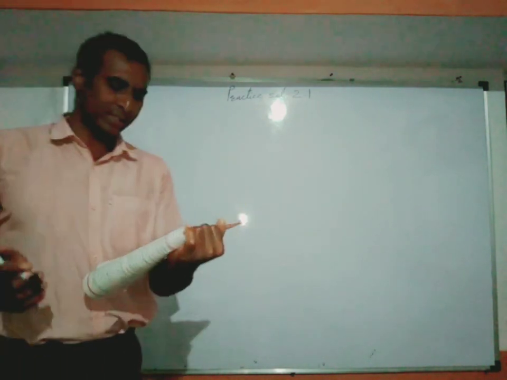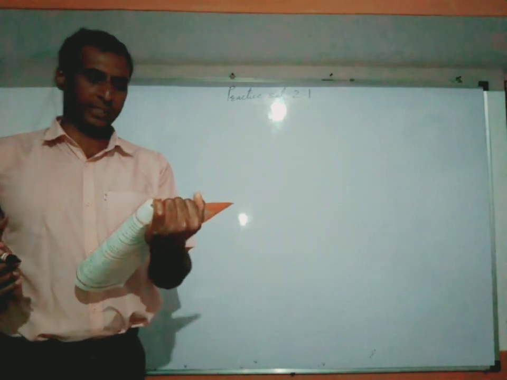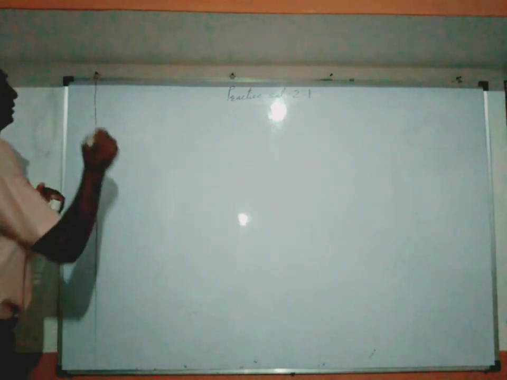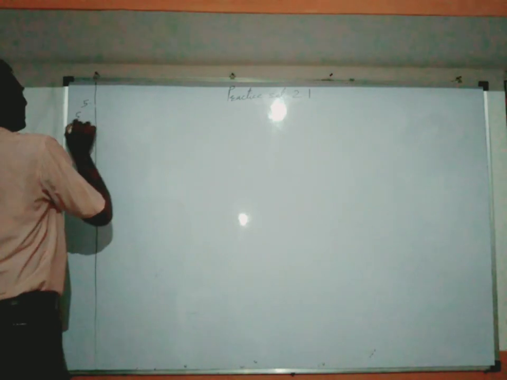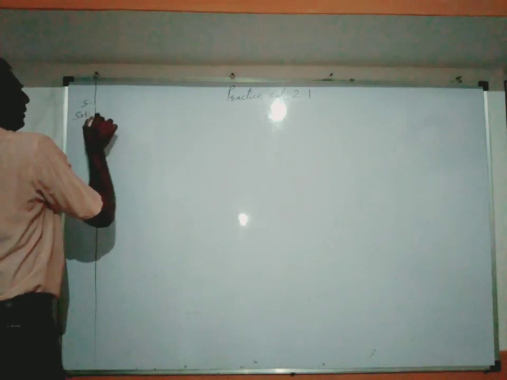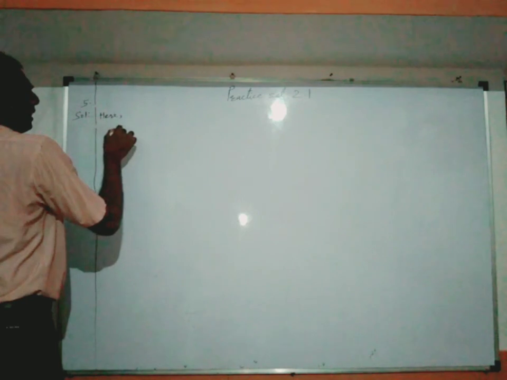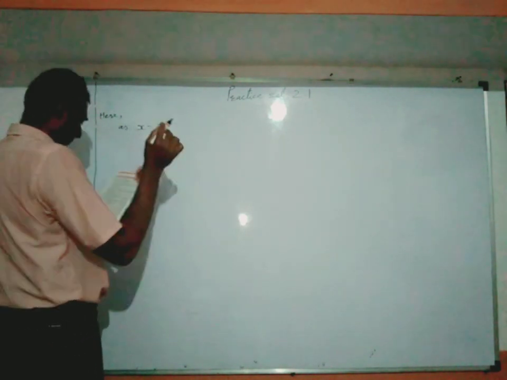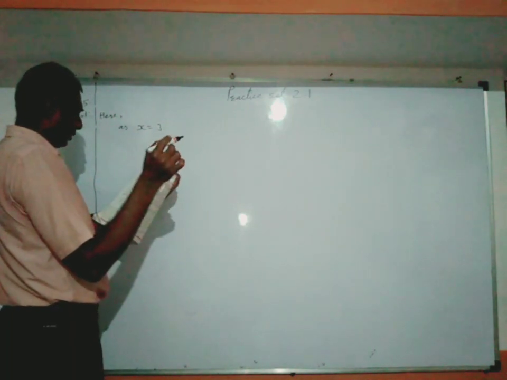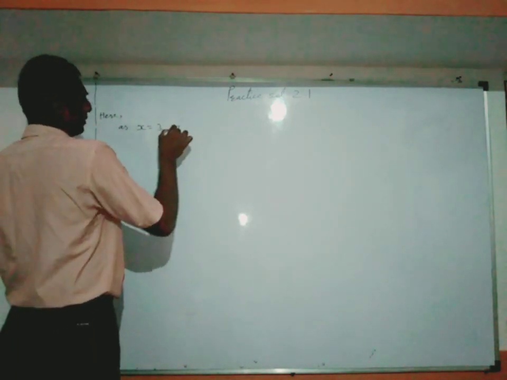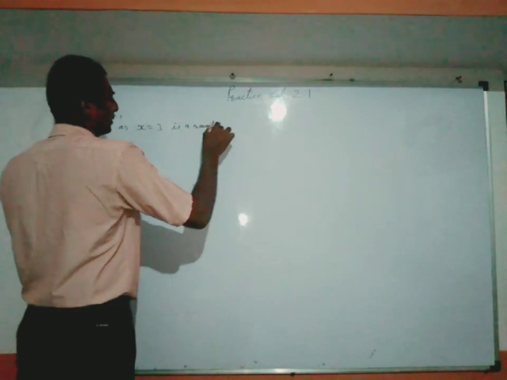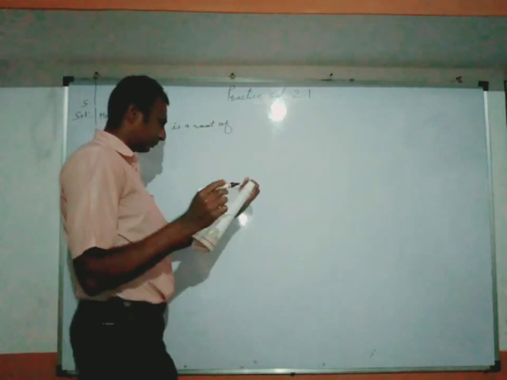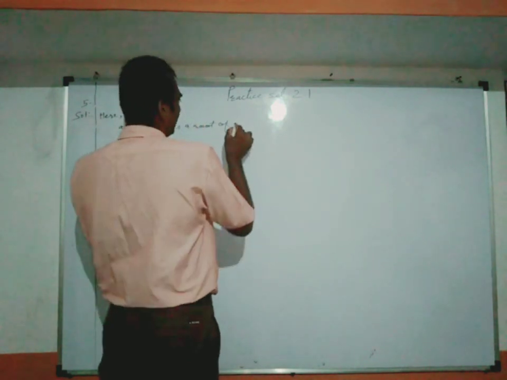Question 5. Find k if x equals 3 is the root of the equation kx square minus 10x plus 3 equals 0. Question 5, solution. Here, as x equals 3 is the root of the equation.